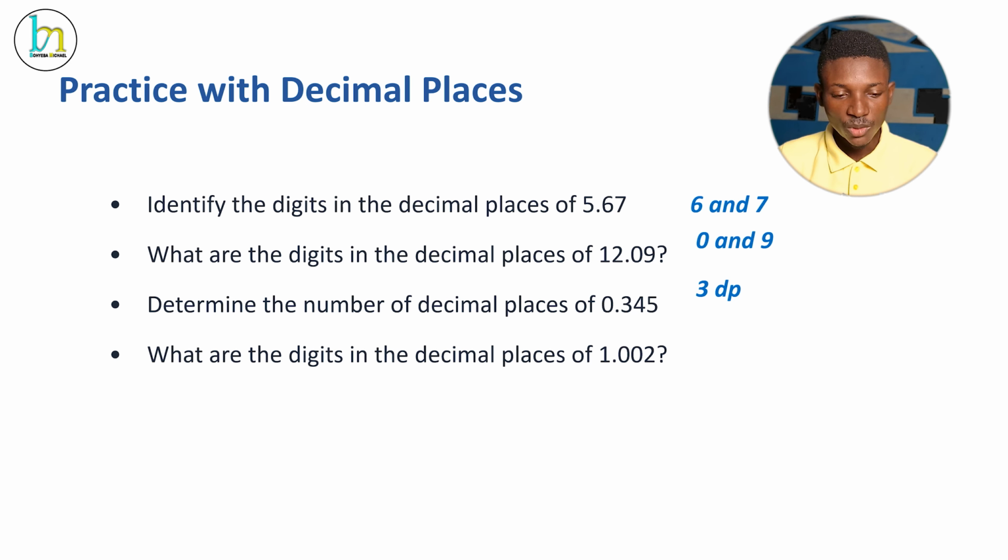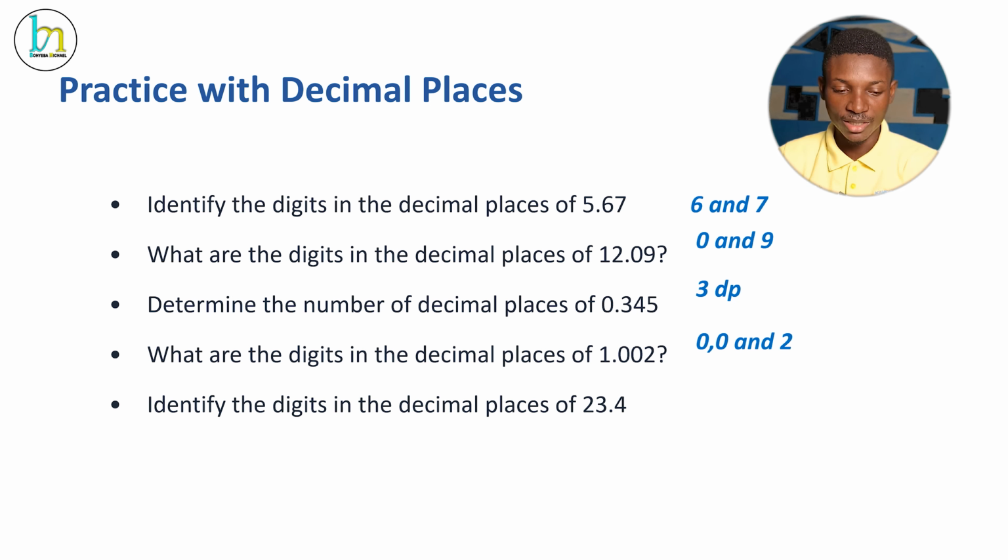Good. What are the digits in the decimal places of 1.002? So we have 0, 0, and 2 as the digits in the decimal places. Then we should identify the digits in the decimal places of 23.4. So only 4 is the digit in the decimal place. Okay, good.